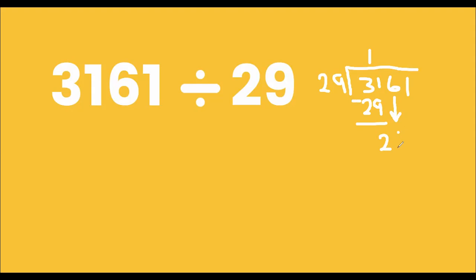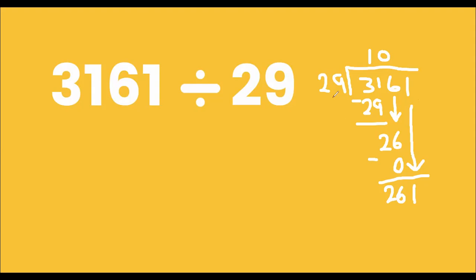Okay, bring down the 6. And pop that there. And now I would say, how many times does 29 go into 26? And it doesn't. 29 is too big, so I'm going to pop a 0 there. Okay, so 0 times 29 is nothing. And 26 take nothing is still 26. Oops, let's put the subtract sign in there. And bring down my 1.